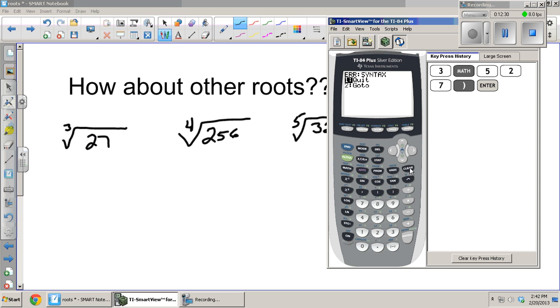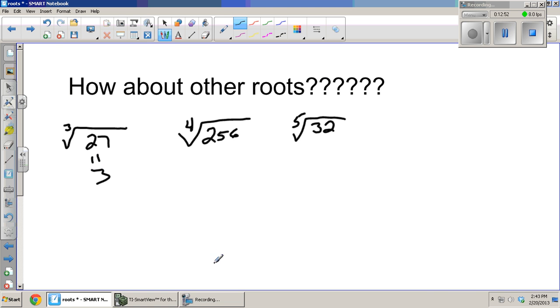Oh, what happened here? Oh, I know, my mistake. Watch again. I made a mistake, forgive me. 3, Math 5. There is no parentheses. Sorry, I was thinking of square root. Alright, now you just hit in the number, 27, hit enter, and it'll tell you what the answer is.